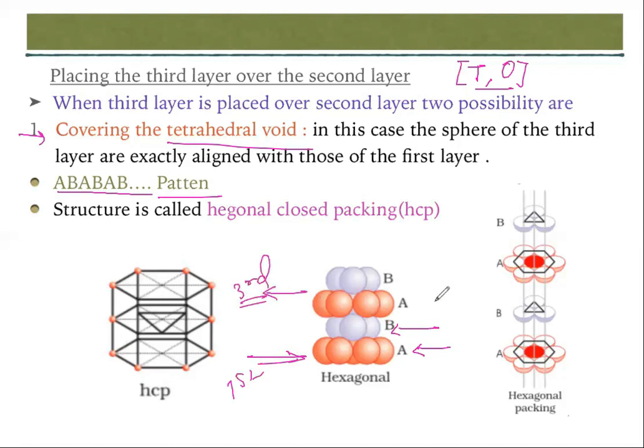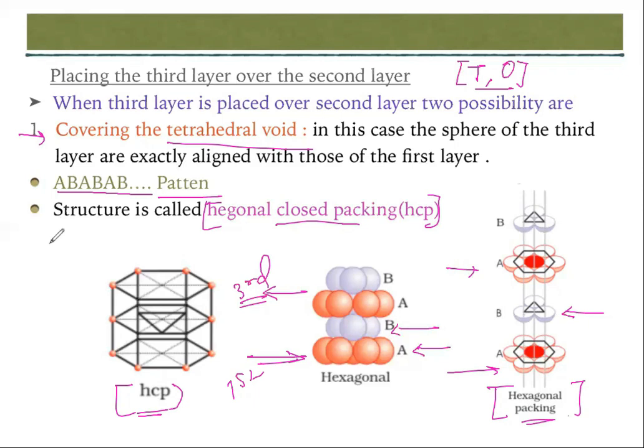Now this is another picture showing the first layer, and B is the second layer, and the third layer is exactly similar to the first layer. Again, the fourth layer is exactly similar to the second layer. This type of arrangement creates hexagonal packing. So this is the HCP shape, which we call hexagonal close packing. Okay, I think this is clear to you.